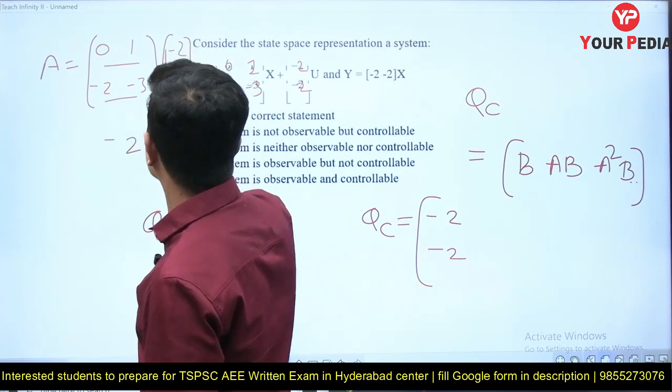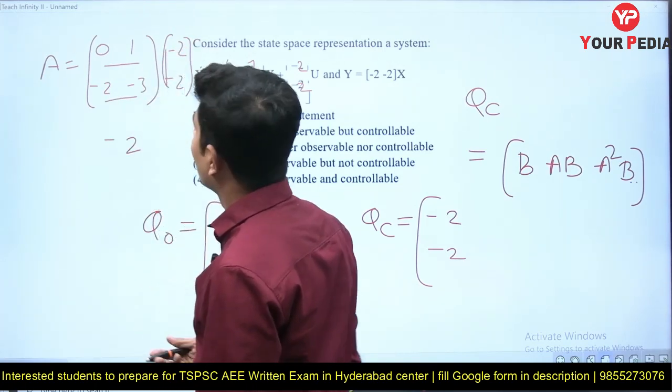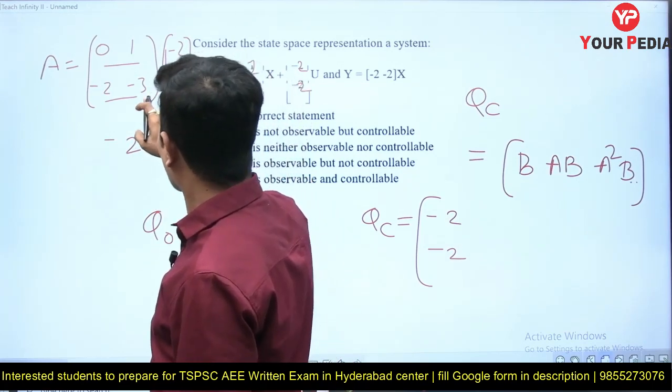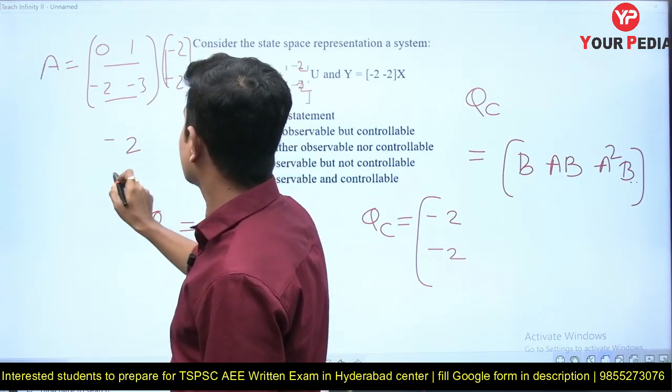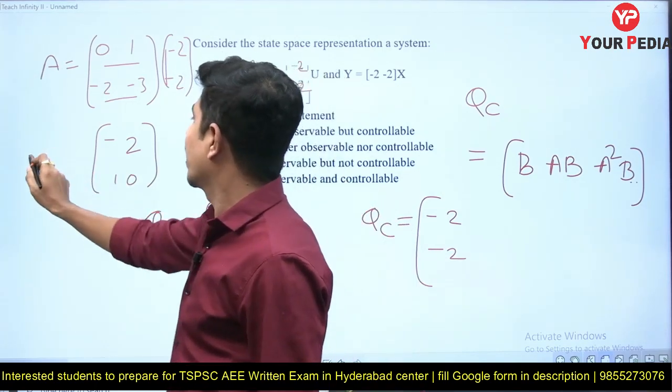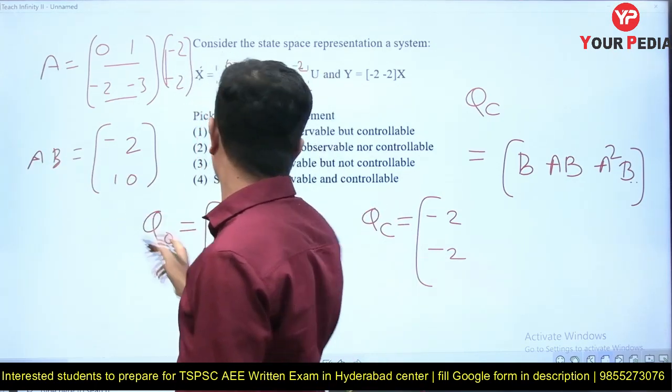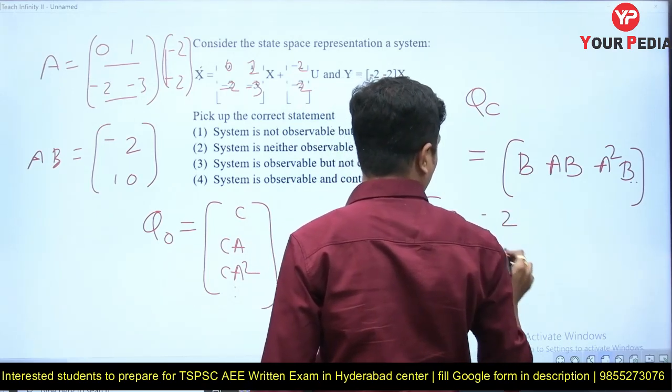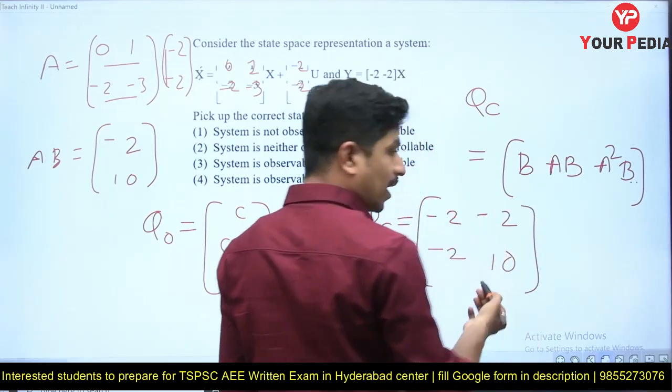Minus 2. And minus of minus into minus is how much? 4. 4 plus how much? 6. It is 10. 4 plus 6 is 10. Minus 2 comma 10. So matrix AB is minus 2 comma 10. Find the rank of the matrix.